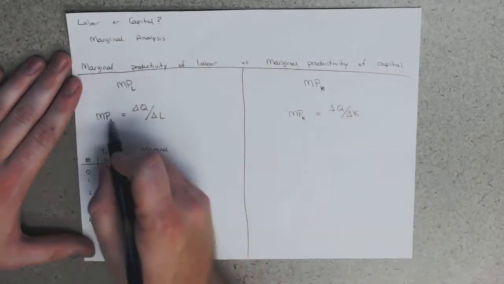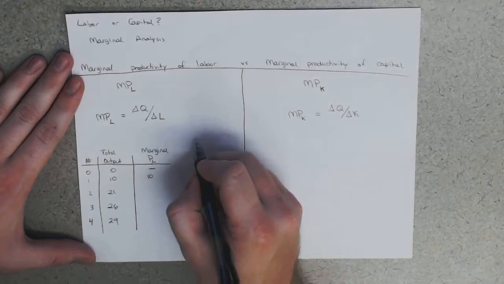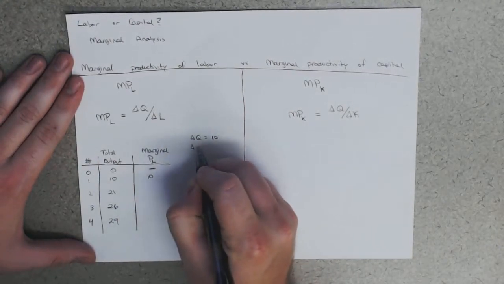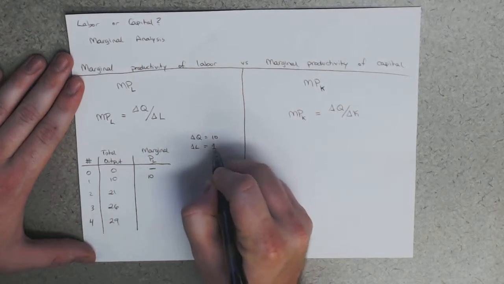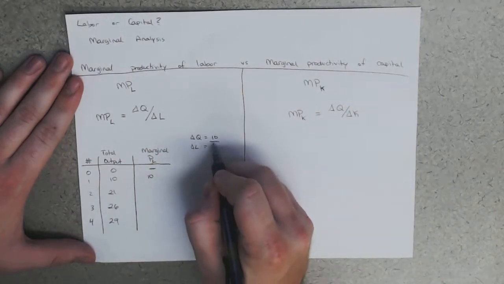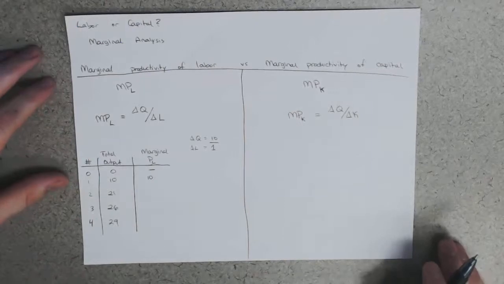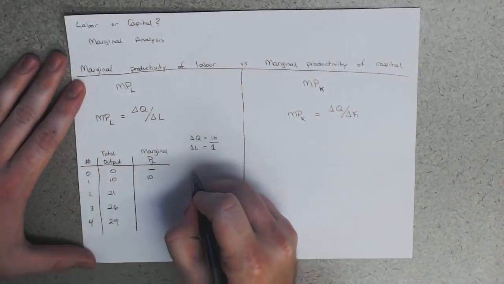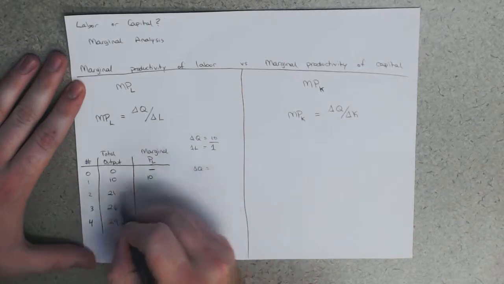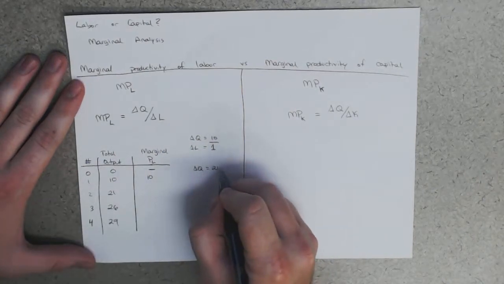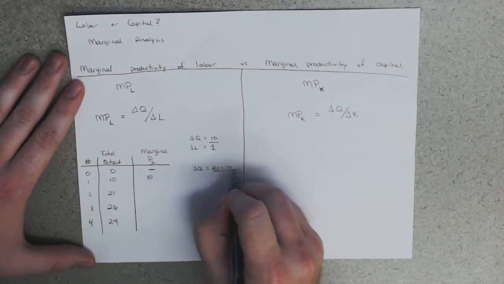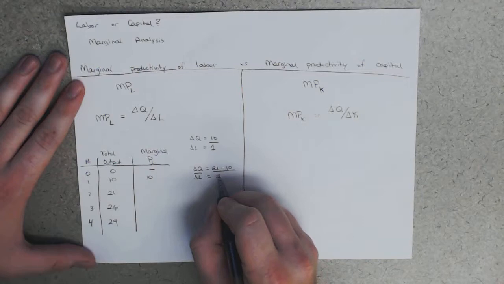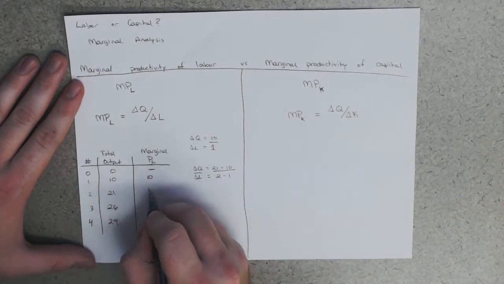Okay, and we can show that using this equation, right? The change in quantity is equal to 10, and the change in labor is equal to 1. Leading scholars contend that 10 divided by 1 is in fact 10. Okay, let's do the next one. So once again, the change in quantity is equal to 21 minus 10, and the change in labor is equal to 2 minus 1, so that equals 11.